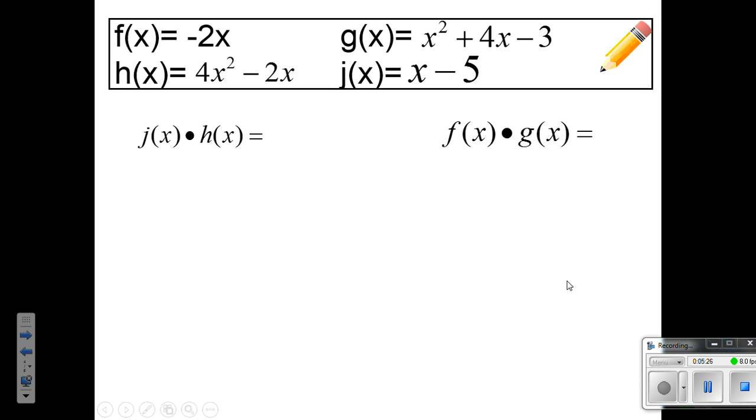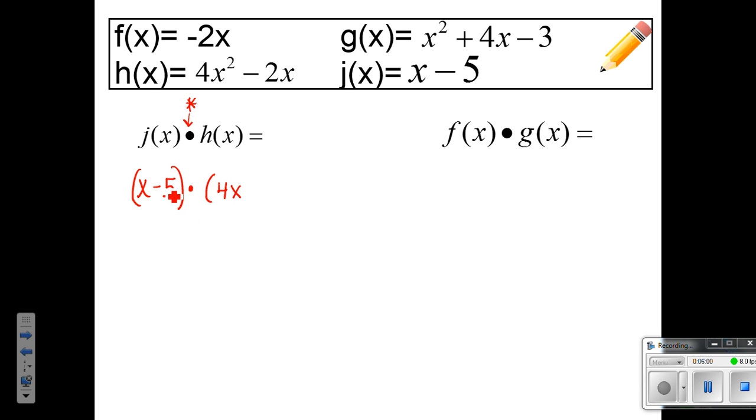Some more function operations. Remember I said the top 4 functions are the same, so you don't need to write those down again. So now we'll go ahead and do the next 2 examples. This one says j of x, and that means multiply. So take j of x and multiply it by h of x. J of x is x minus 5, and I want to multiply that by h of x, which is 4x.